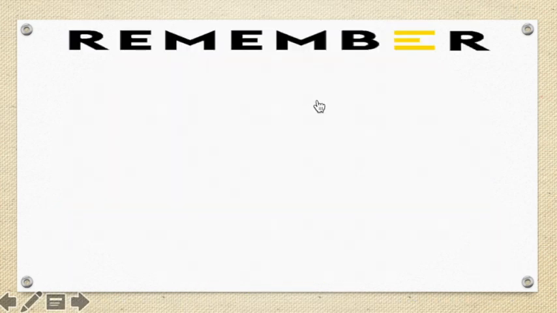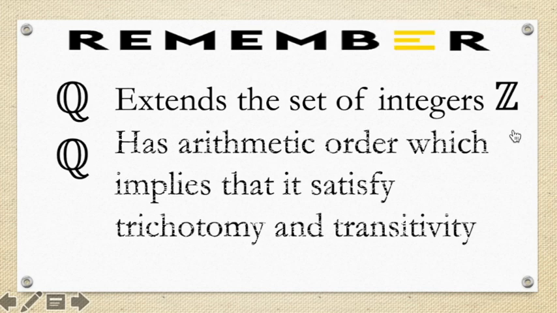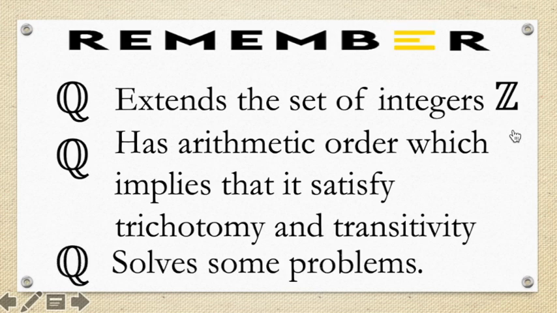Before we proceed to construction of real numbers, let's remember these properties because our construction of the set of real numbers will be based on this. So first, Q extends the set of integers. Q has arithmetic order, which implies that it satisfies trichotomy and transitivity. And it solves some problems. Only some, not all. Knowing all of this about Q, then what's next?